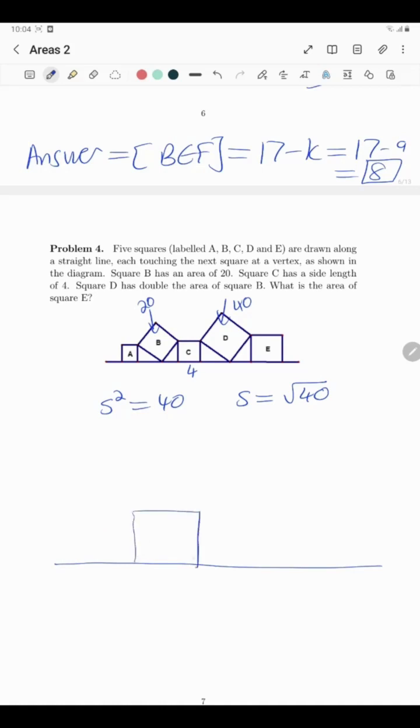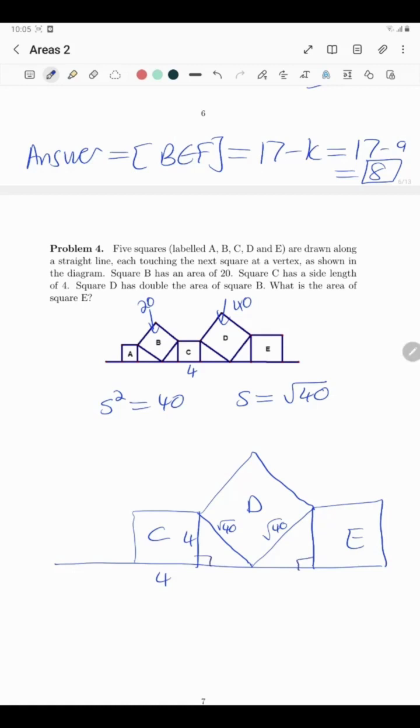So here I have C. We know that that's 4 units. And now I have D over here. So this is square C and this is square D, and I know that this is square root 40 units, and I know this is square root 40 units, and then I have square E over here. So redrawing part of the geometry problem that could be useful is a good strategy.